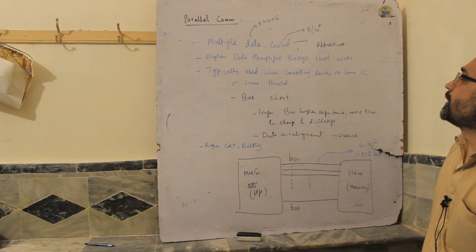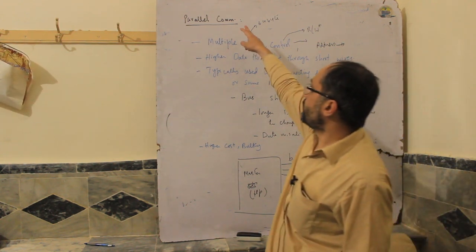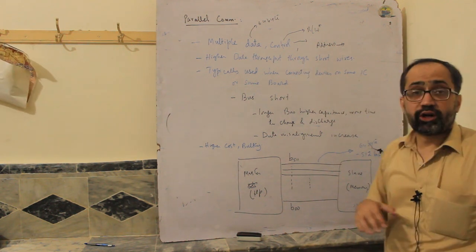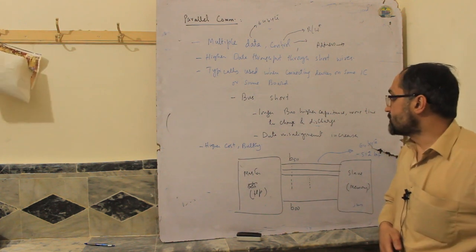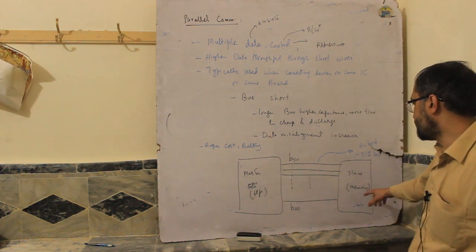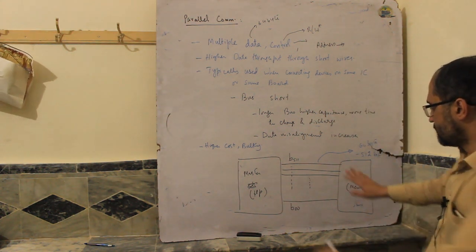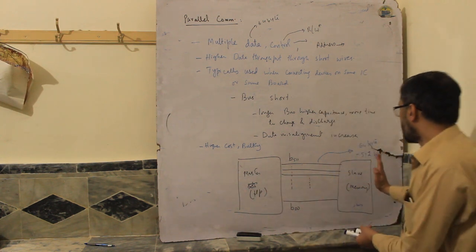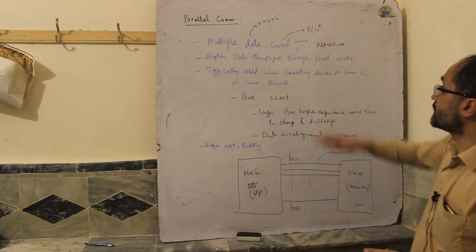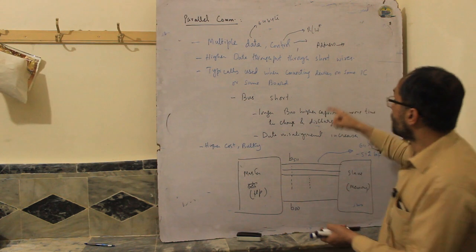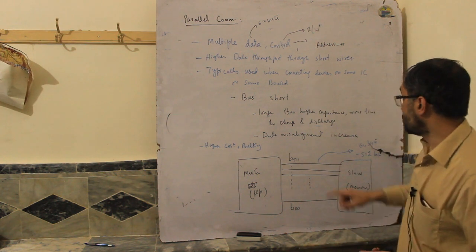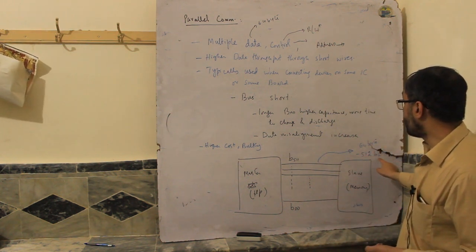Now today we will study parallel communication. In parallel communication, multiple bits of data are transferred between different devices. Let's assume there are two devices. One is a master device, a microprocessor, and the other is a slave device, a memory. And this master device, the microprocessor, is connected to the slave by parallel communication. In parallel communication, we have multiple data lines. In this example, we have 64 bytes of data, so it is 512 bits of data.